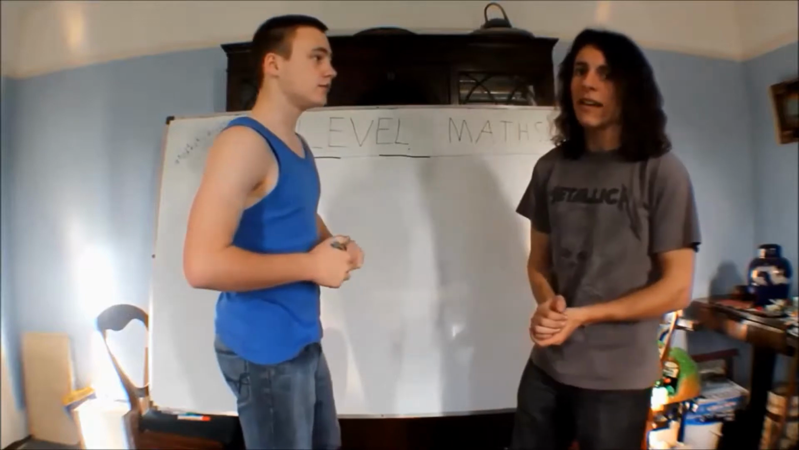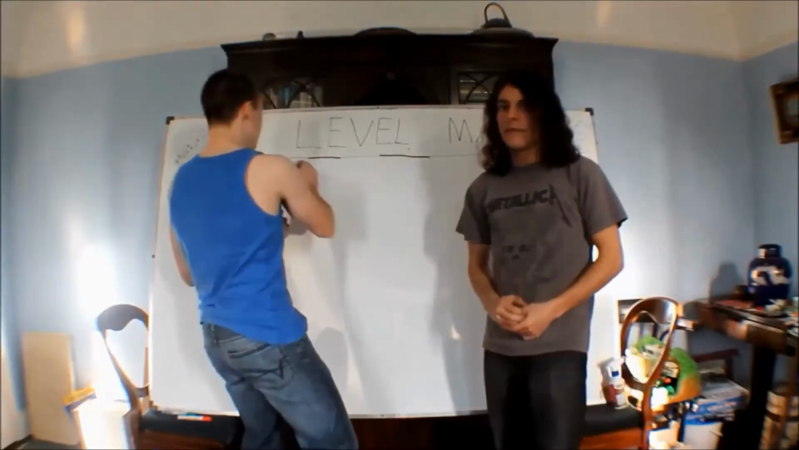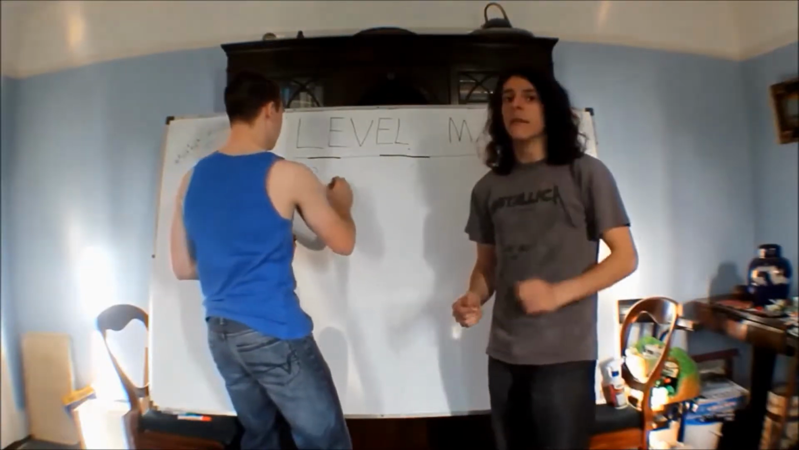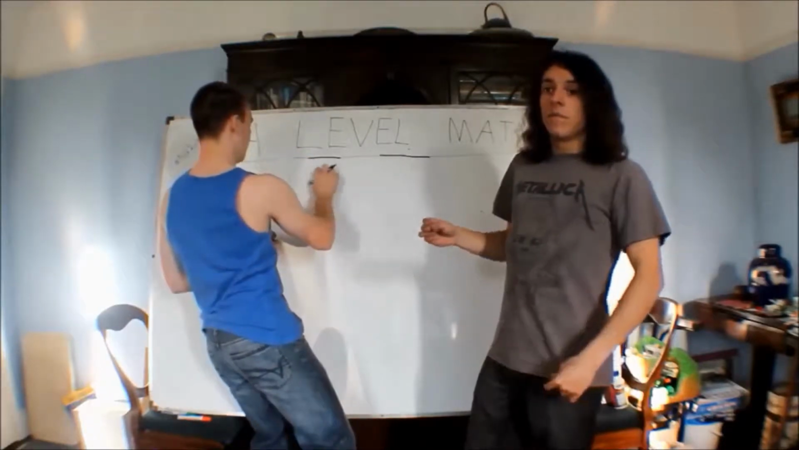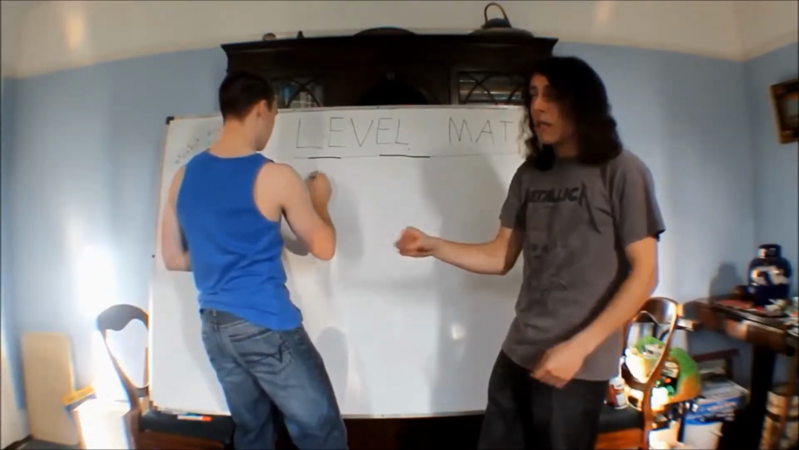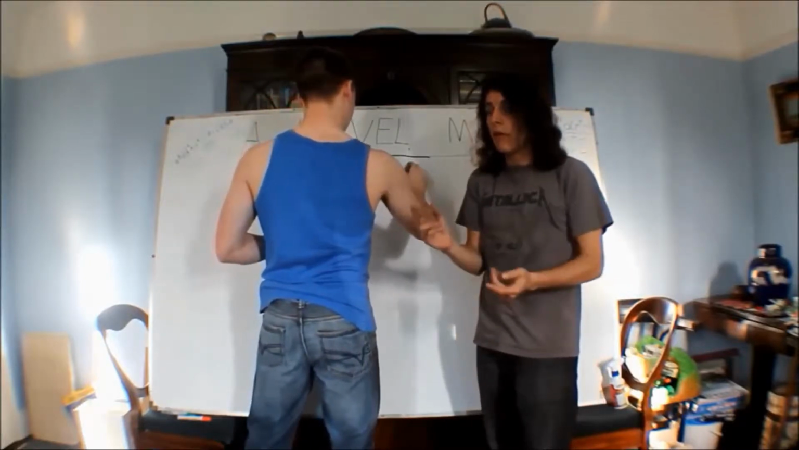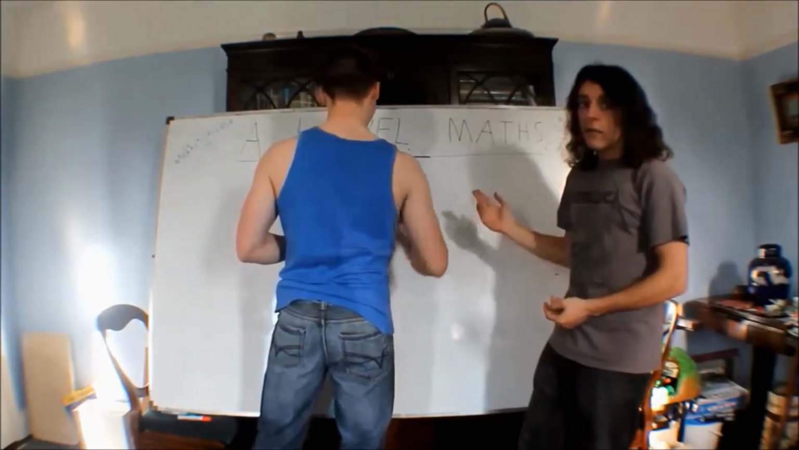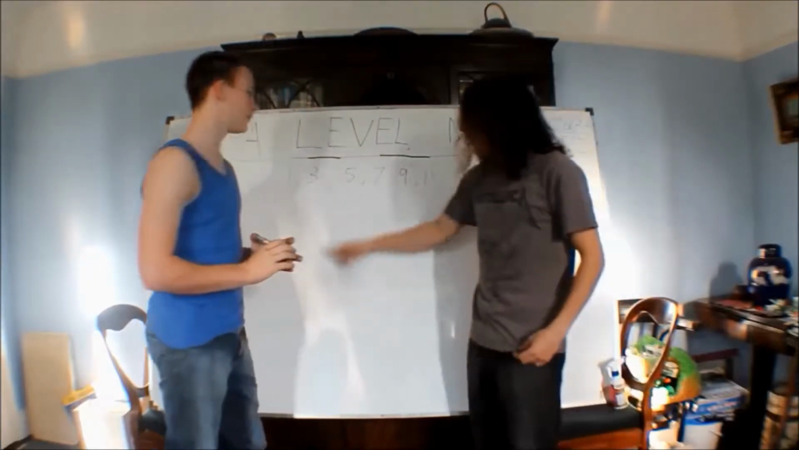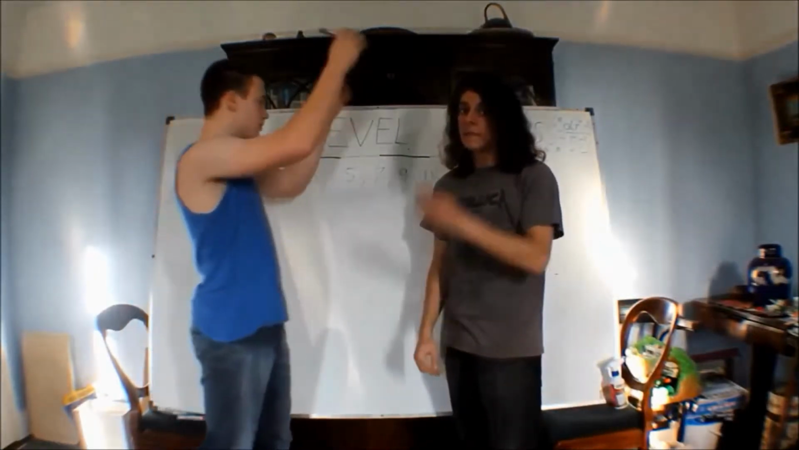What a sequence really is: a sequence is a list of numbers, a progression of numbers, where there will be a difference between two numbers. In arithmetic, this will be a common difference. In the sequence Wayne's putting up now, the difference is two. It goes up in twos.